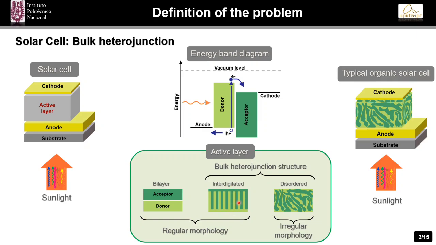Instead, a mixed solution deposition method is the most extensively used because it's not expensive and high power conversion efficiency can be achieved. In this case, active layers with irregular morphologies, something like this, are obtained because of the random mixing nature of the donor and acceptor during solution processing. So a typical organic solar cell looks like this, with an irregular morphology, which is not easy to analyze and model.